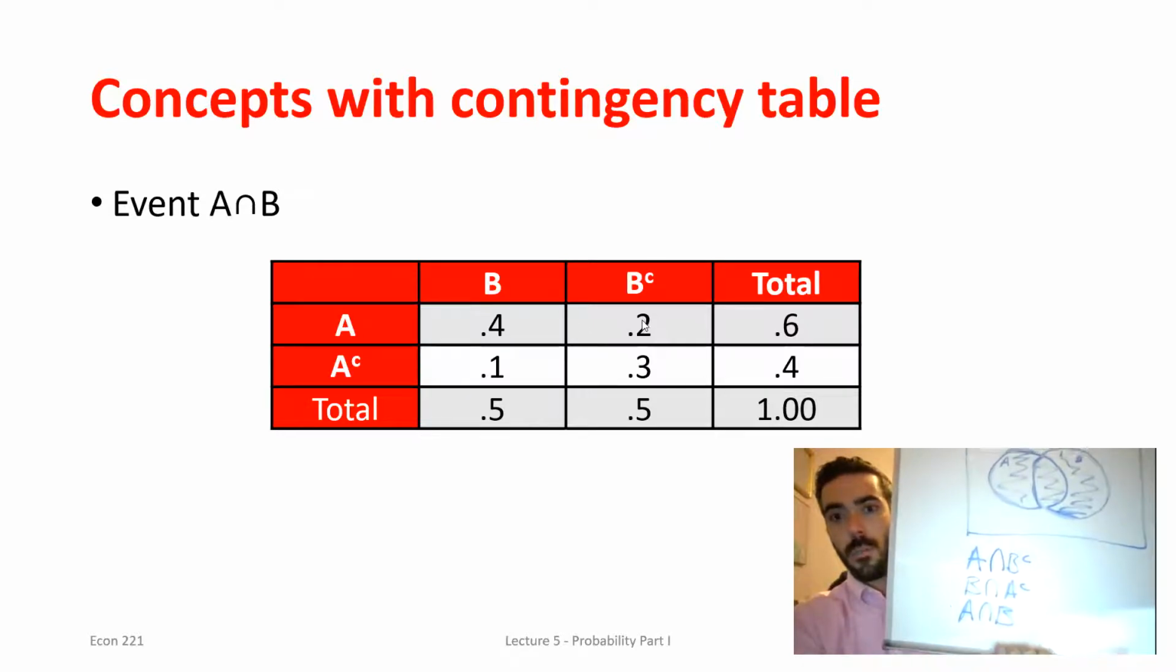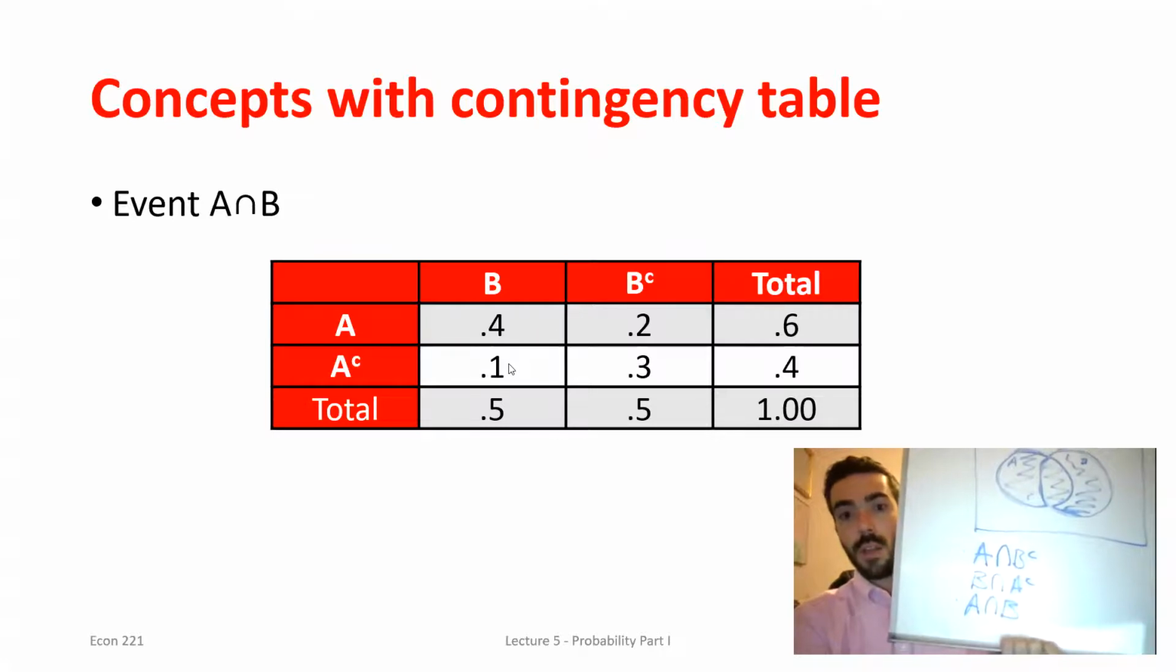Well, that's 0.2. B and A complement is 0.1. And then A and B is 0.4. So if we add up these three, we should get the union. So 0.2 plus 0.4 plus 0.1 should be 0.7, right?